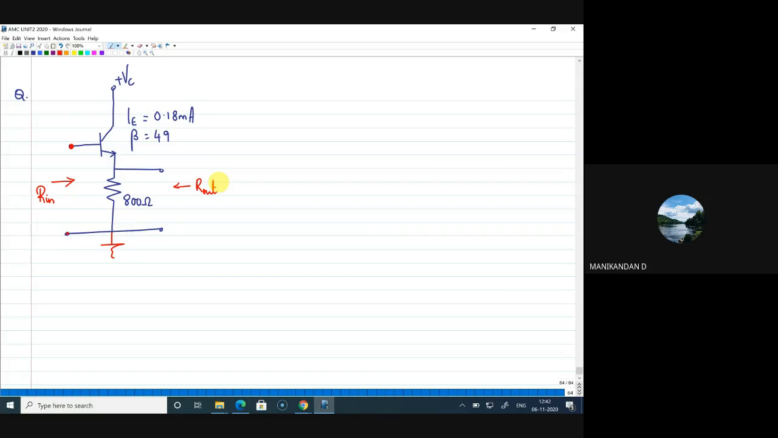Yes, VT you can take, assuming room temperature, as 26 millivolt.